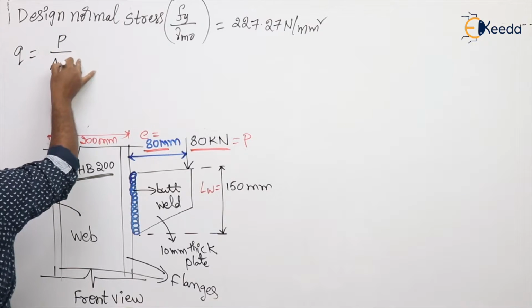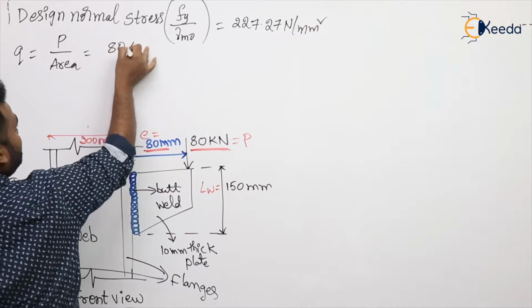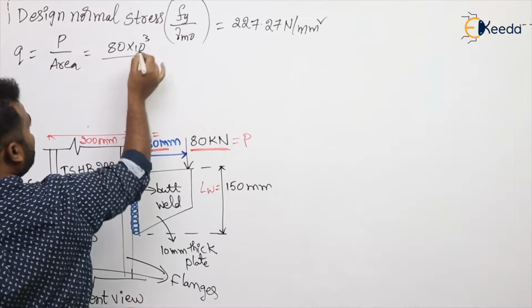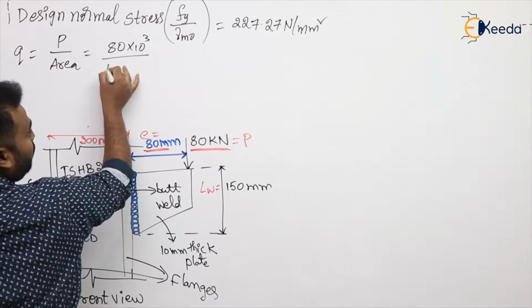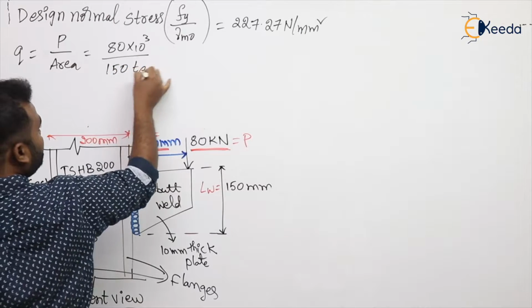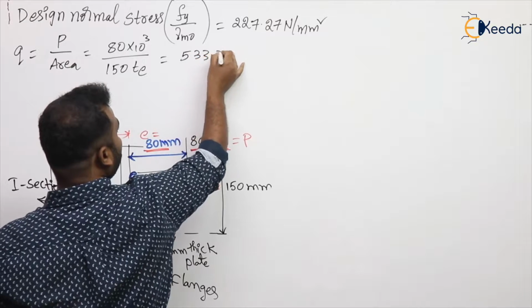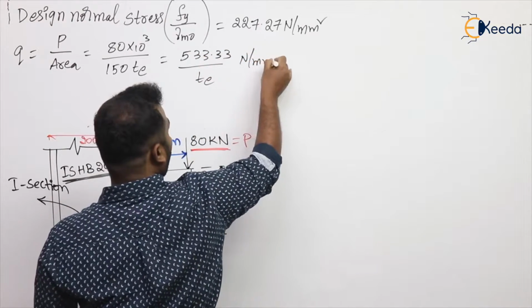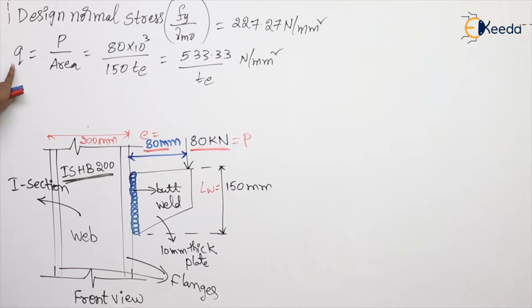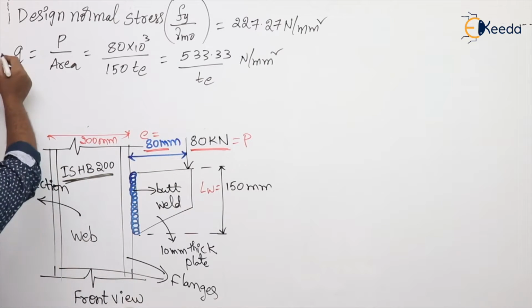Now direct shear stress Q is P upon area. P is nothing but 80 kilonewton, so 80 into 10 cube upon area. Area is nothing but 150 into T. Upon simplifying, we get this value as 533.33 by TE Newton per mm square. This is the value of direct shear stress in the butt weld because of this out of plane eccentric loading. Now the second one.